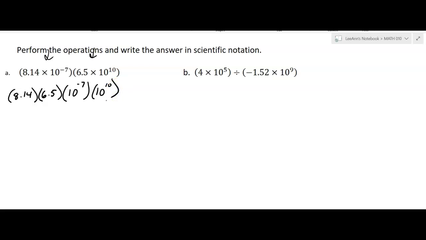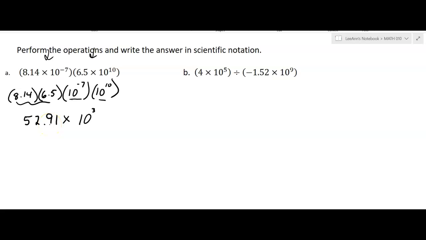Okay, now the 10s, those are easy because the bases are the same, so you add the exponents. That's 10 cubed, right? So now I'm going to get a calculator for that. What's 8.14 times 6.5? 52.91. I'm going to put a times here, but that's not scientific notation. Okay, so I did the calculation, the 52.91.